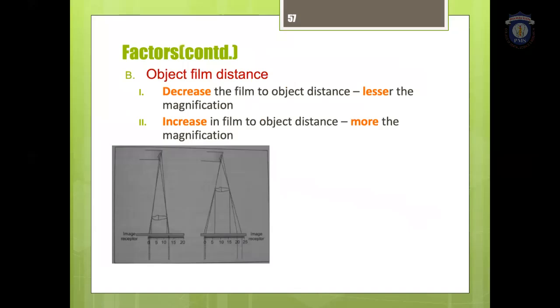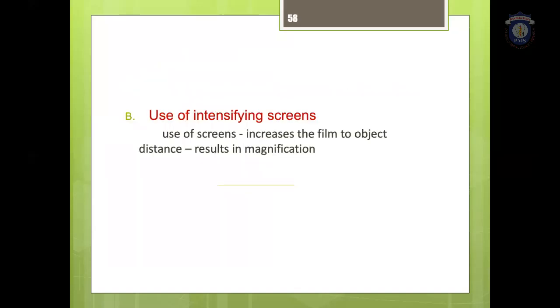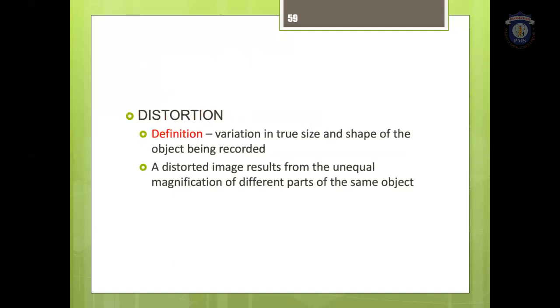Next is object film distance. If we decrease the film to object distance, the magnification is lesser. And if we increase the film to object distance, the magnification will be more. Use of an intensifying screen again increases the film to object distance. Naturally, it results in magnification.